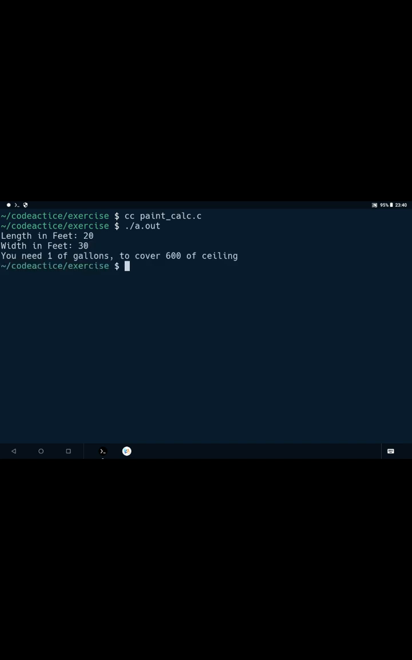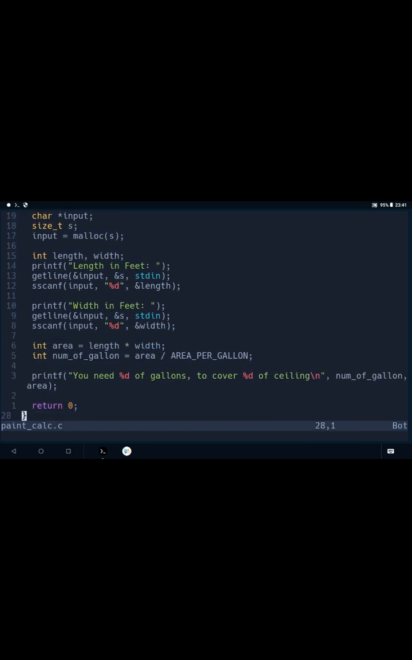You need 1 gallon. Oh, that English is wrong, but we'll correct it. So you need 1 gallon to cover 600 square feet.